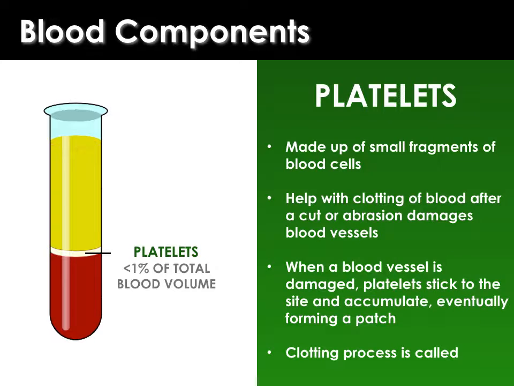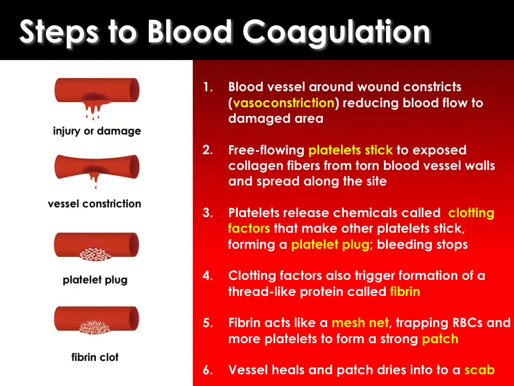The remaining component of blood is platelets. These are made up of small fragments of blood cells. Platelets are important to help with clotting of blood after a cut or damage to blood vessels. When the blood vessel is damaged, the platelets actually stick to the site and accumulate, eventually forming a patch. And this process is called clotting.